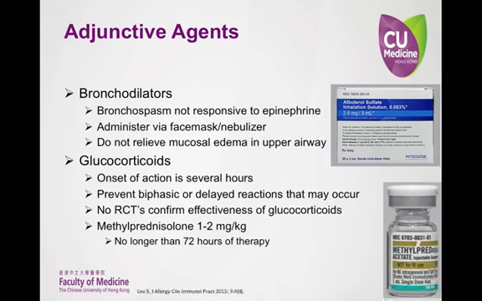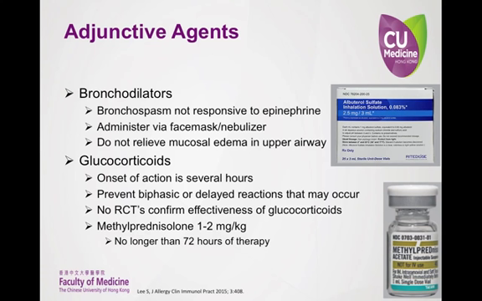Next is the use of bronchodilators, primarily salbutamol. Via nebulization is the preferred route of administration. It is important to note that these drugs cause bronchodilation but do not relieve mucosal edema, as their site of action is smooth muscle cells, not vascular tissue.